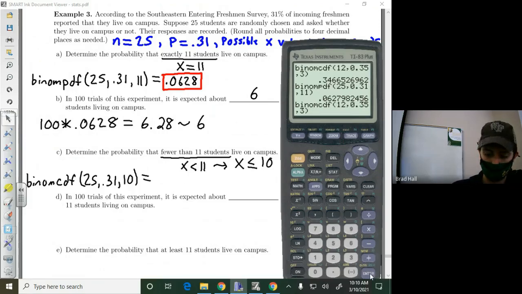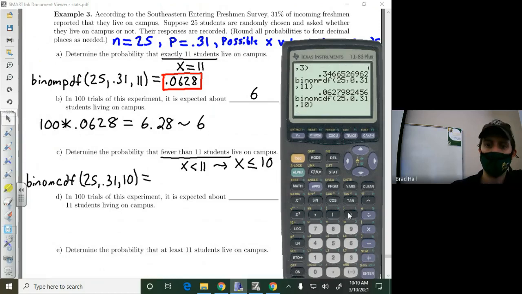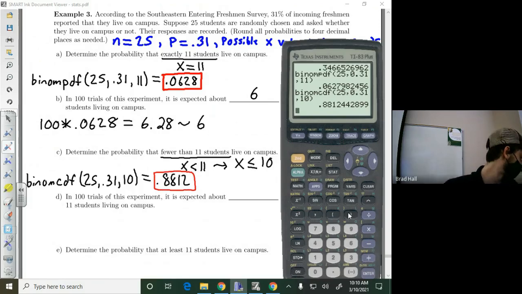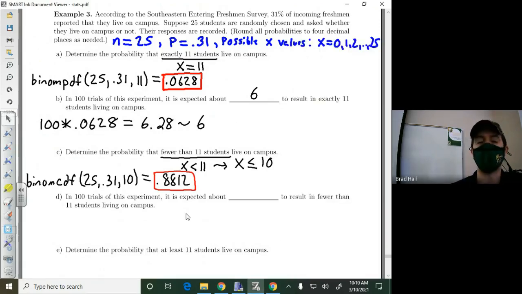So that would be 25, 0.31, and 10, and that would be 0.8812. So notice we had to slightly modify our inequality so that way the calculator would give us the correct interpretation of the problem.